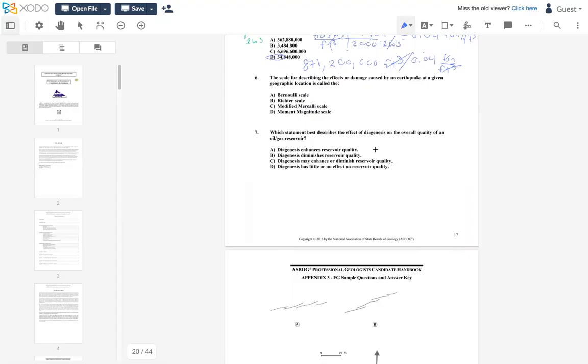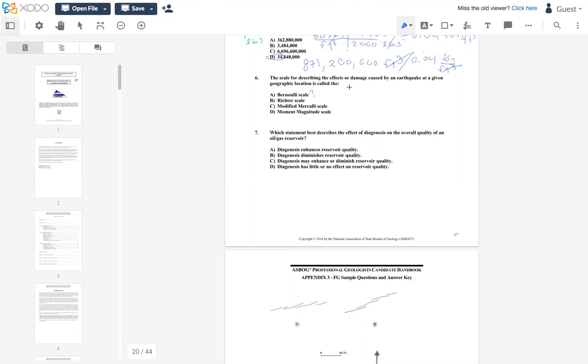The scale for describing the effects or damage caused by an earthquake at a given geographic location is called the what? Right off the bat, I don't know what a Bernoulli scale is. Never heard of it. I've heard of the Bernoulli principle, and I've heard of the Bernoulli distribution in mathematics, but I've never heard of a Bernoulli scale, question mark. So let's go ahead and move on. Maybe that's the right answer, but I won't really know for certain unless I'm familiar with the other 3 and I know that they don't match this description.